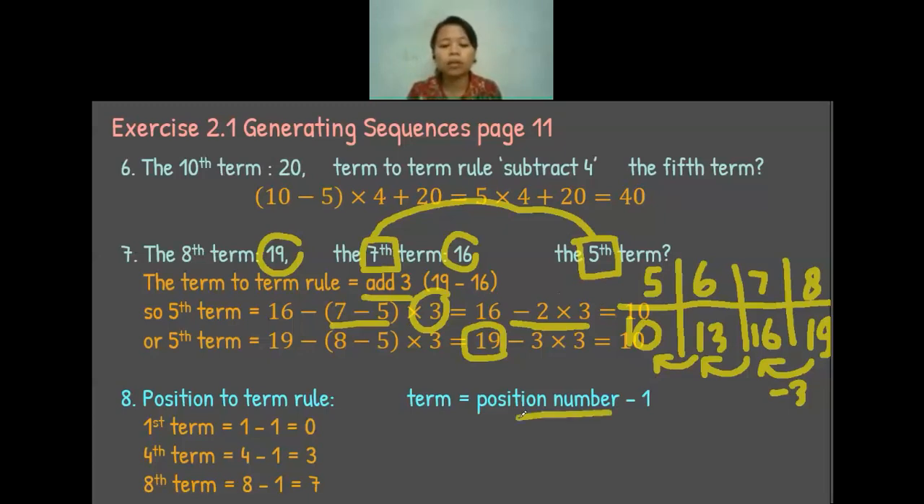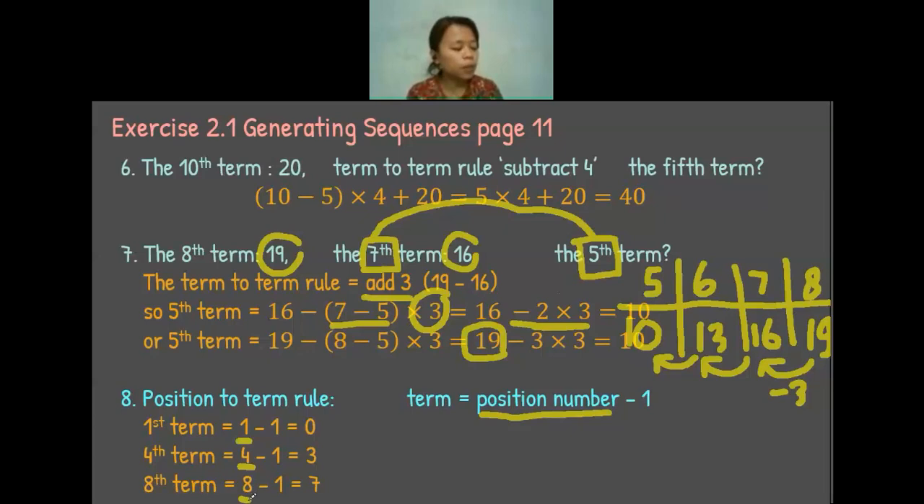Because this is the position number minus 1. If I want to find the first term, it means the position number I will replace with 1. 1 minus 1 will be equal to 0. If it is the fourth term, the position number I will replace with 4. If it is the 8th term, I will replace the position number with 8. So later you just do a calculation based on the term to term rule given.